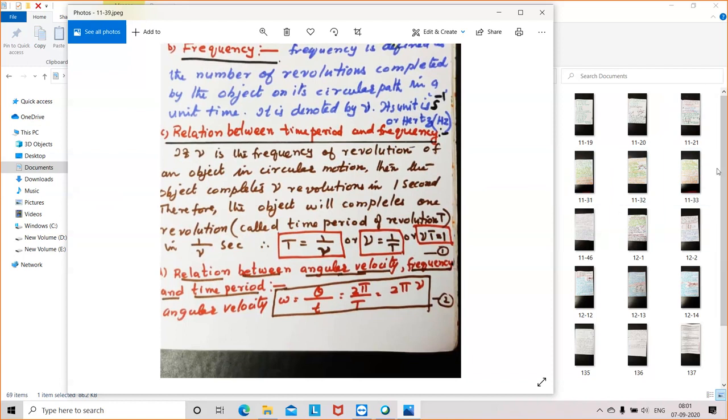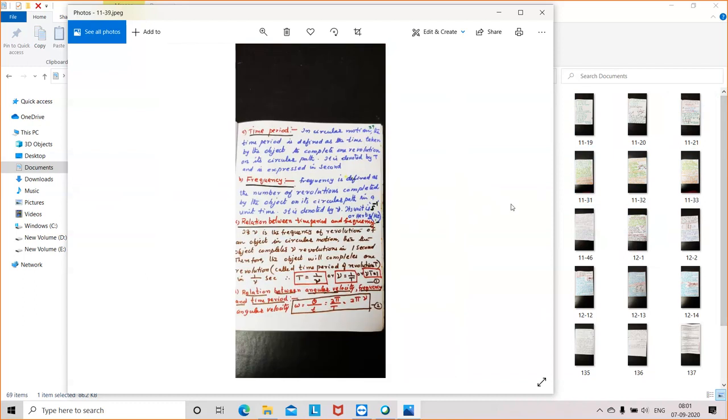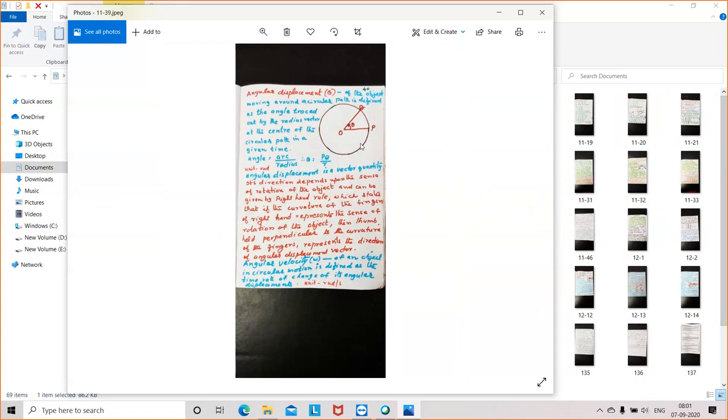Then another equation, for angular velocity. Angular velocity is angular displacement by time. Linear velocity is linear displacement by time. Suppose when the body completes one revolution, that means it starts from P, moves along the circular path and returns to the point P. How much angle does the radius vector trace at the center?